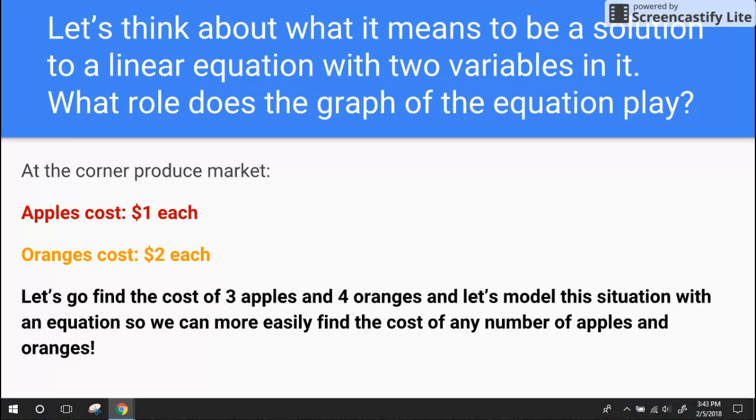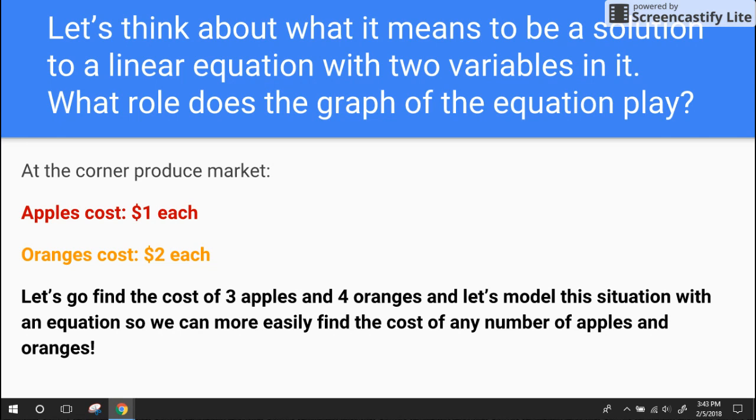Well, let's think a little bit deeper about this. Let's think of what we mean, first off, by a solution to a linear equation. What does that mean to have a solution? And is there only one solution? Could there be multiple solutions? And then also, how does the graph of linear equations, which we've been working with, represent or play into this idea of a solution? Can we see the solution on the graph? Can we use the graph to help us find solutions?